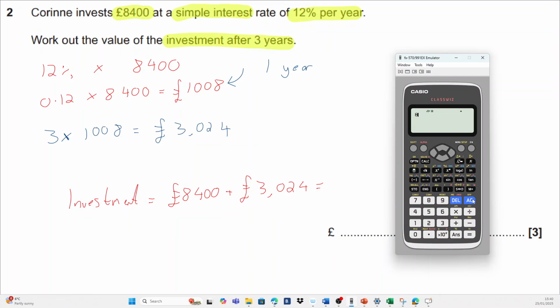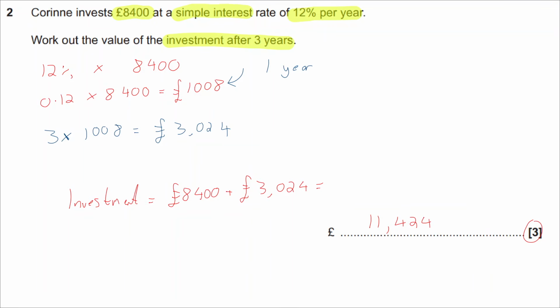whatever it's equal to. So 8,400 add 3,024, and it is £11,424, and there we go. That should be your answer, and it is good. So simple interest, you just find the percent of the amount, so that's after 1 year, and you just times it by how many years you have, and that is it. If the question said how much interest did she earn, you would just put this as the answer, but the final value of the investment is what you earn plus your starting value.